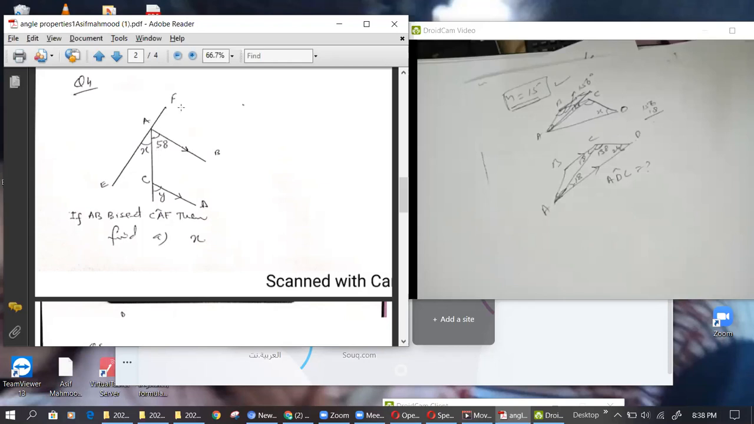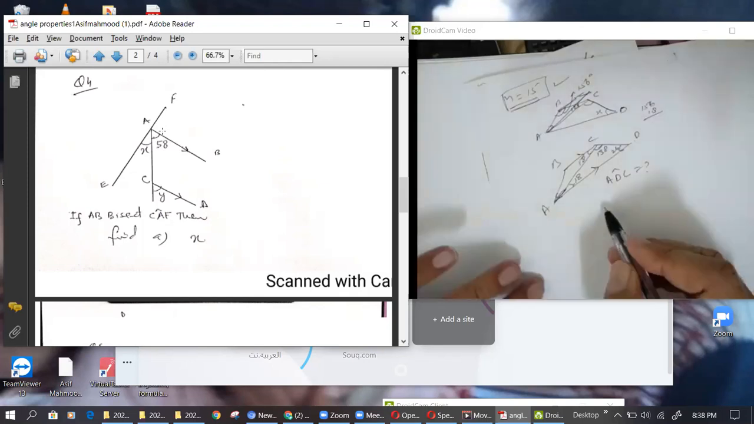This is the bisector. AB is a bisector, right? This angle, where my pointer is, is 58. Bisect means equal, I told you. So BAF will also be 58. Yes, BAF is also 58, so you will write BAF also 58, right?